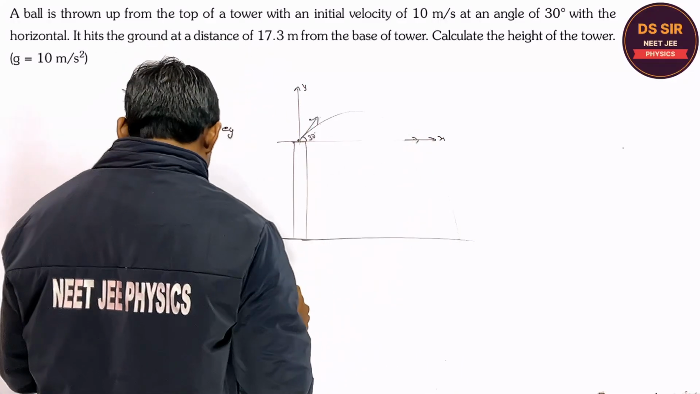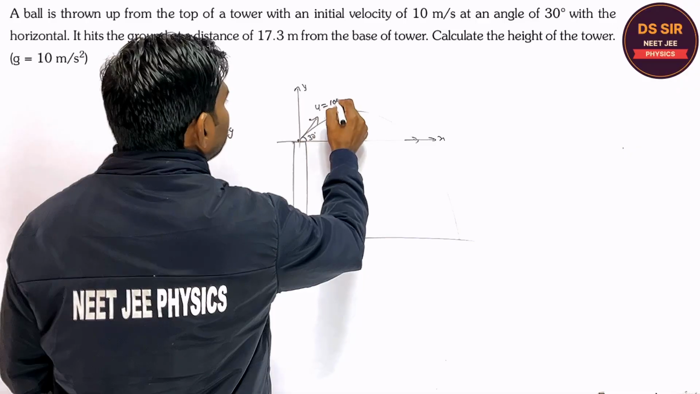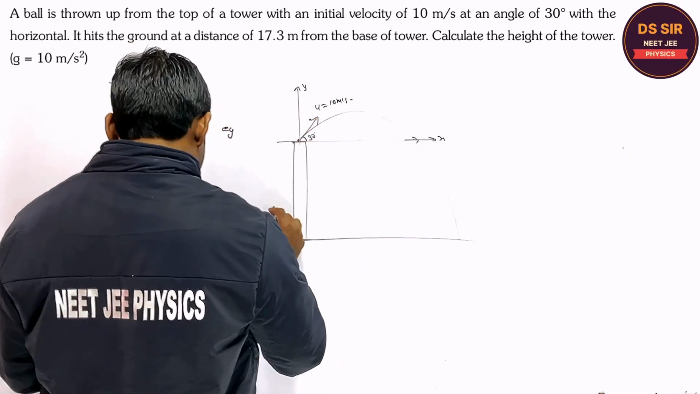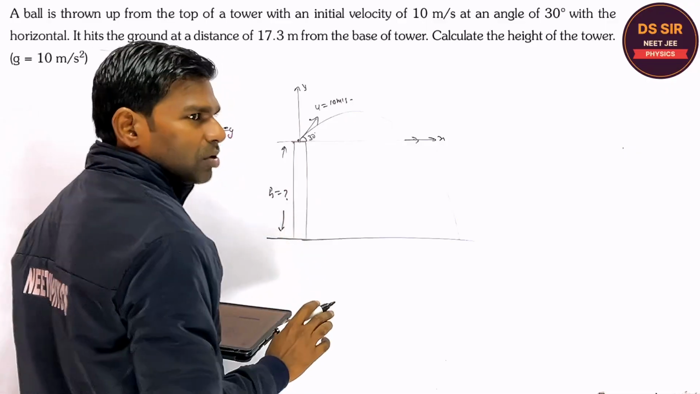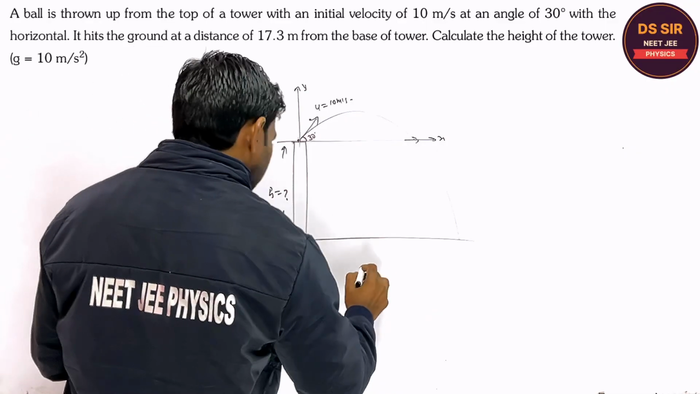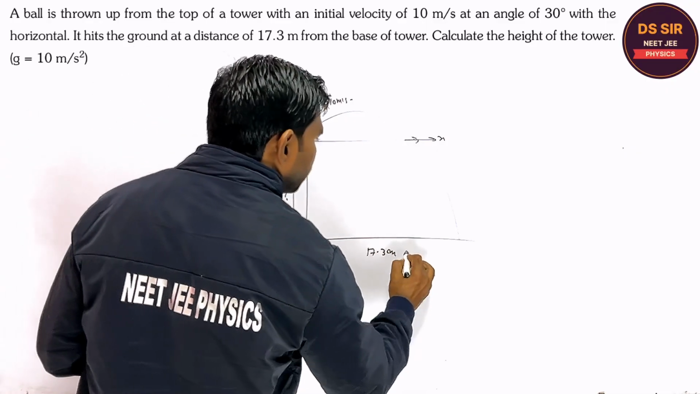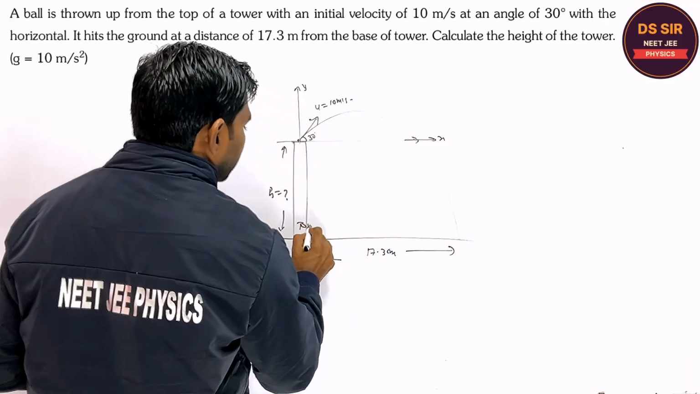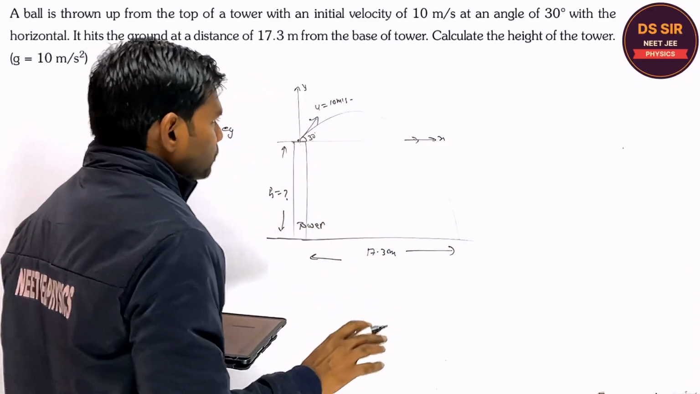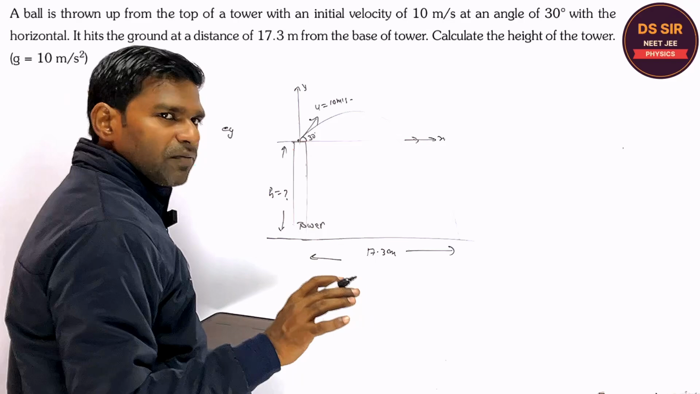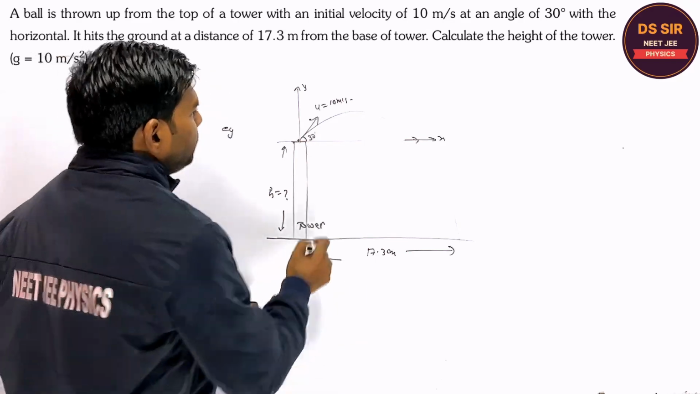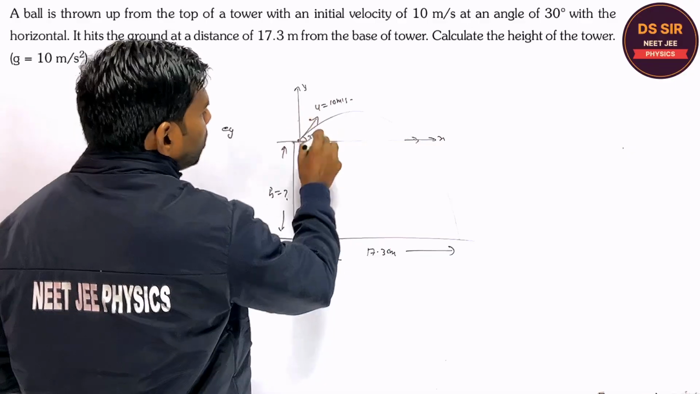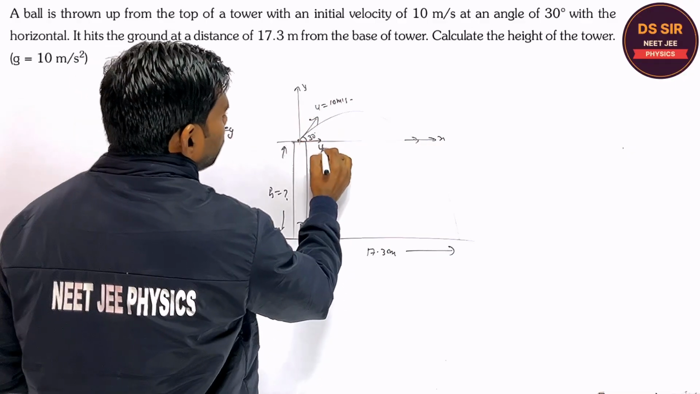Fine. So what is the speed? Say 10 meter per second. The angle is given. The height we have to find. Are you getting or not? And this range is given, 17.3 meter from the tower. This is the tower, right? So the way of solving this question will also be very similar to the previous concept. Only you have to resolve the velocity components.